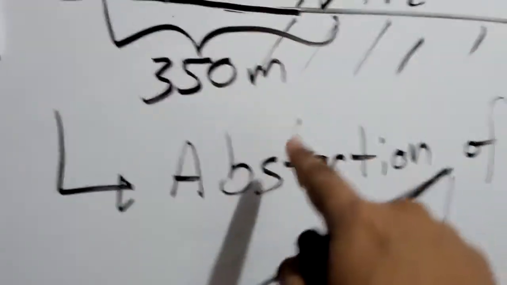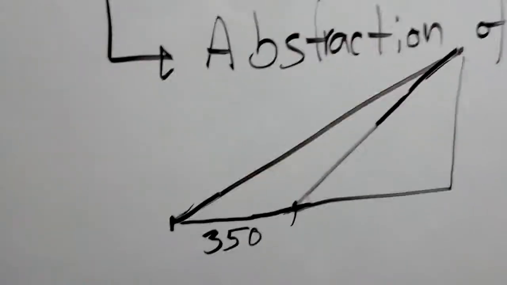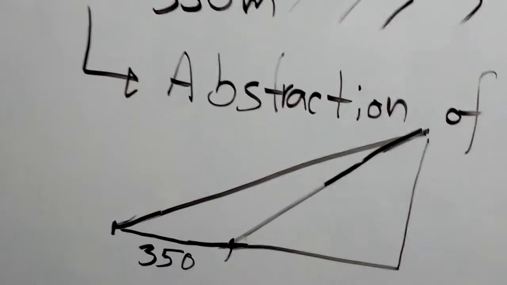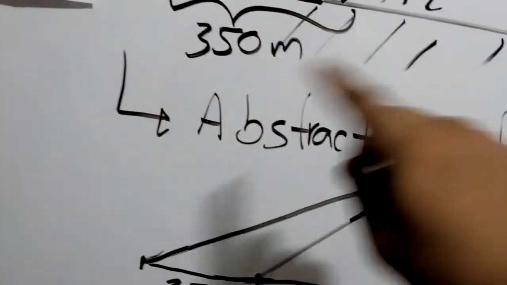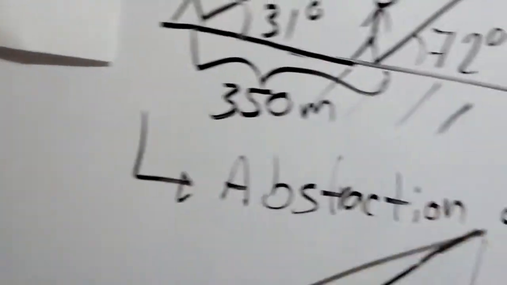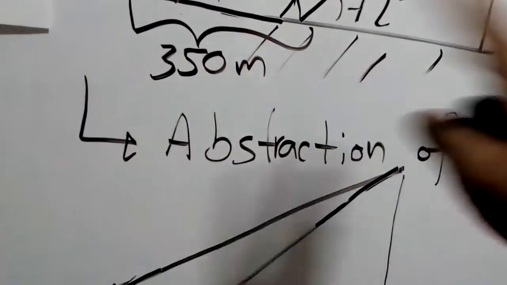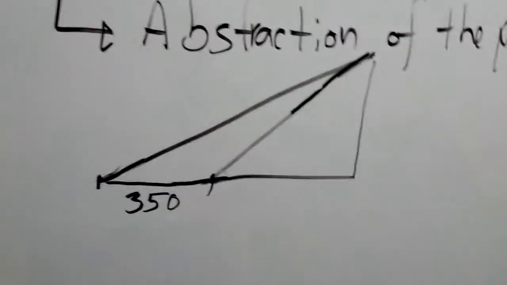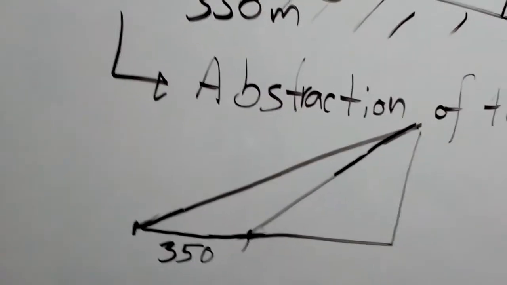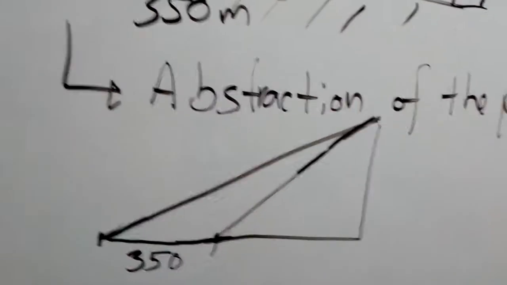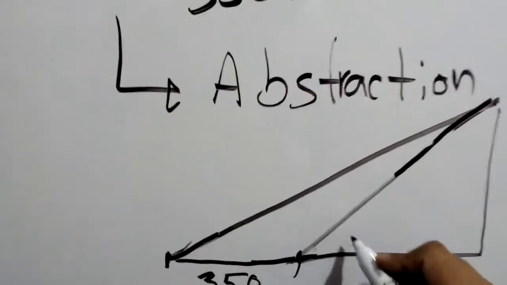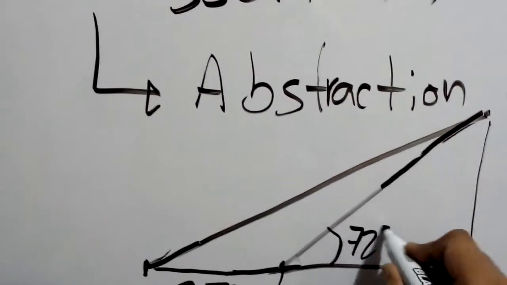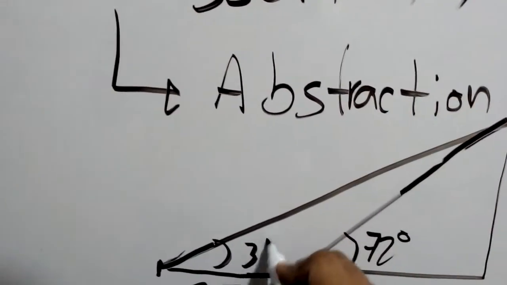Well, when you make the abstraction, you no longer have to say meters or kilometers, as long as you take all the distances or all the magnitudes in the same units. You no longer have to say meters or centimeters or seconds when you make the abstraction of a problem. Okay, so this is the abstraction, and this is 72 degrees, and this is 31 degrees.